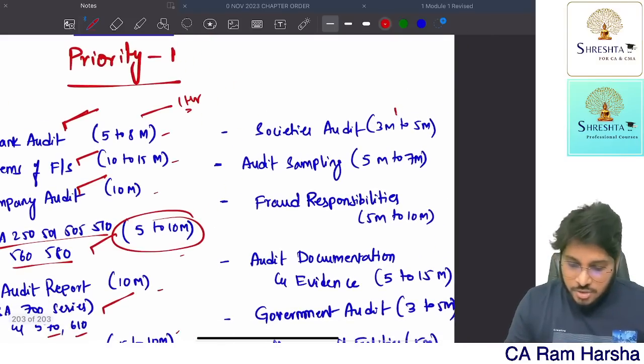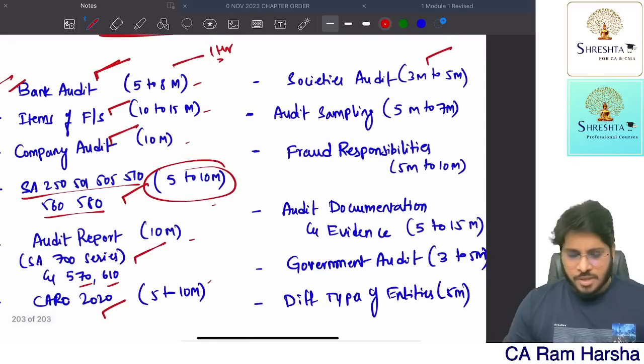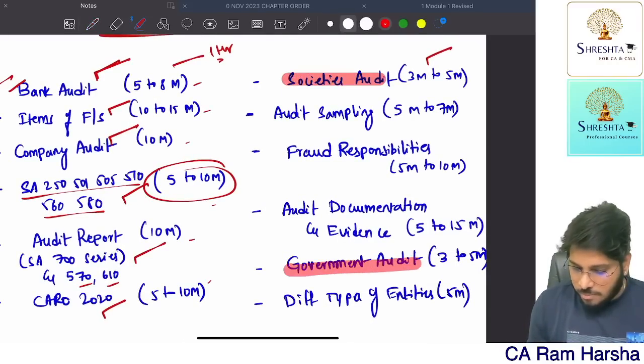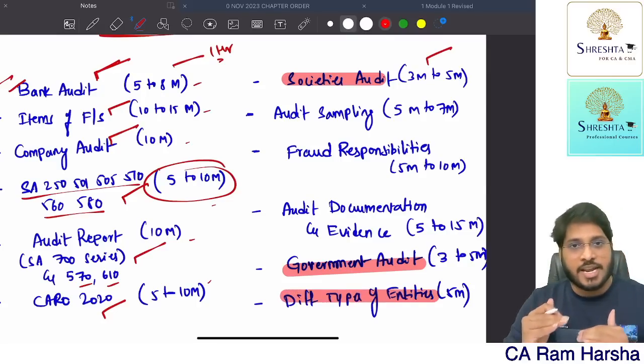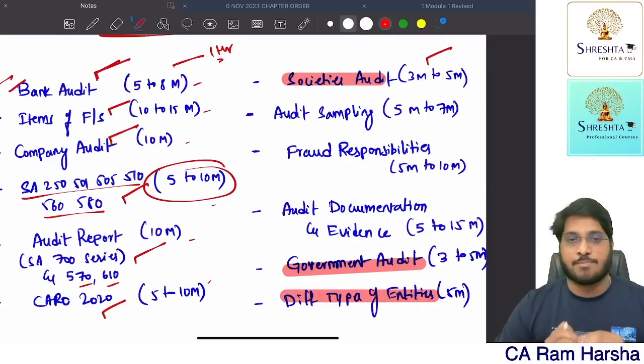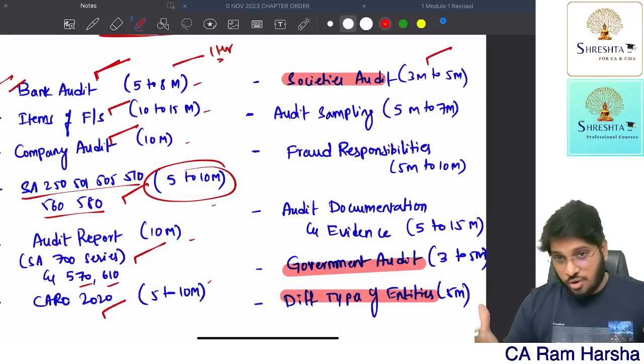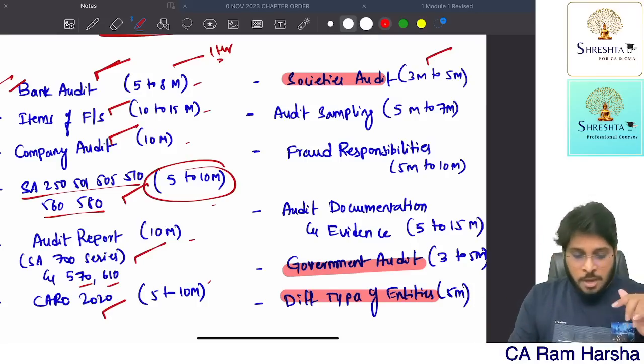Next, then society's audit. See, logically, these 3 chapters like society's audit, government audit, different types of entities. If you look at ICI book, these 3 put together is 1 chapter. And from these 3 put together, the weightage will be 5 to 15 marks. We don't know whether 5 marks only will come from these 3 chapters or 15 will come. We don't know.